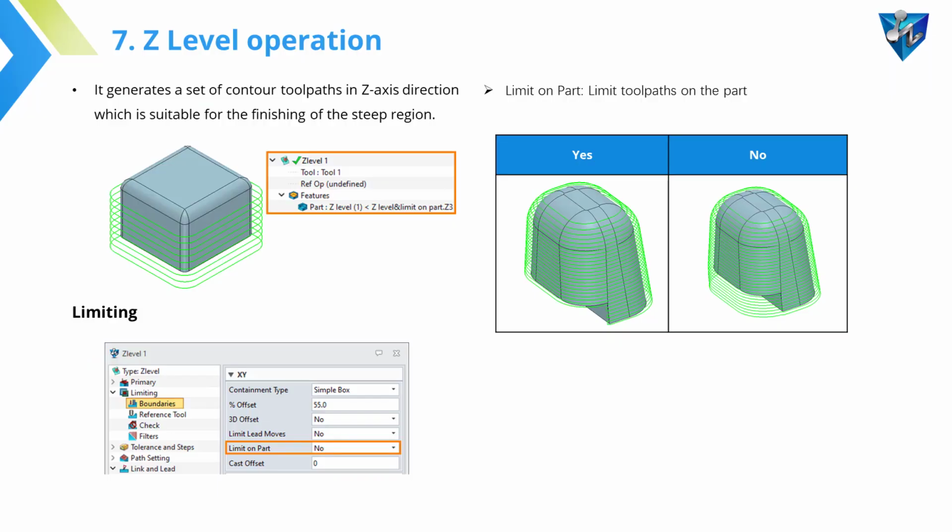And next, let's back to the PowerPoint and introduce the Z level operation. It generates a set of contour toolpaths in Z direction, which is suitable for the finishing of steep region. For the limiting parameters, it can limit the toolpath on the part with limit on part option.